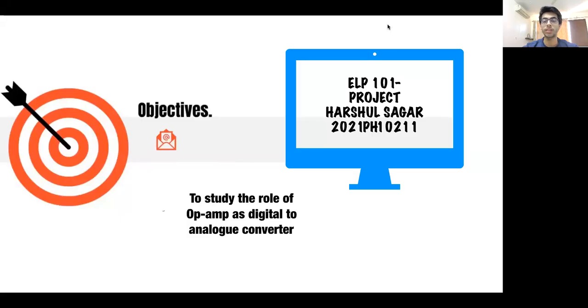Good morning. This is Harshul Sagar, entry number 2021 PH10211, and I shall be demonstrating the role of op-amp as a digital to analog converter.